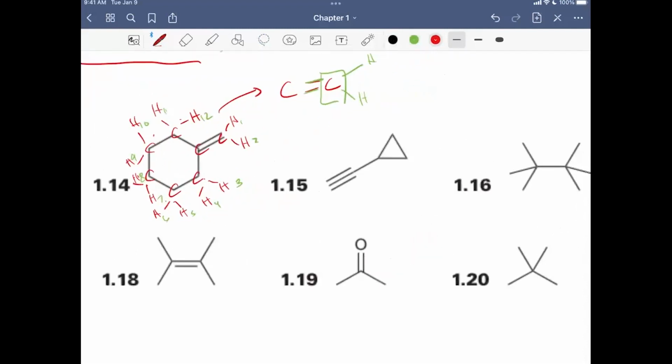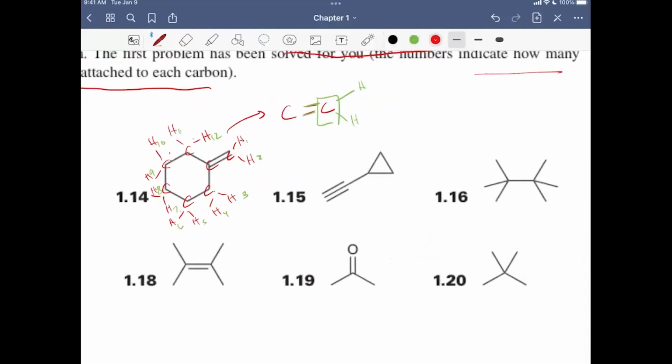Again, for this next one, 1.15, we have a triple bond. This one is called a terminal alkyne, which means that it's at the end of it. So this has to be another carbon at the end because it can't be a hydrogen. Hydrogen only likes 1 bond, and we have 3 right here. So it has to be a carbon at the end triple bonded to another carbon.